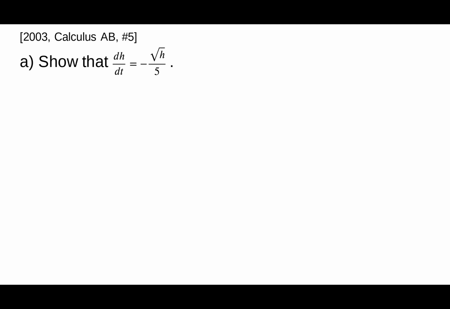In the question stem, we are given a cylindrical coffee pot with a radius of 5 inches, and the volume of the coffee in the pot is decreasing at a rate of negative 5 pi times the square root of h, where h is the height of the coffee. In part A, we are asked to show that dh/dt is negative square root of h all over 5.